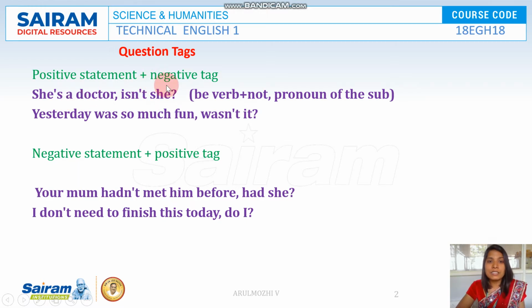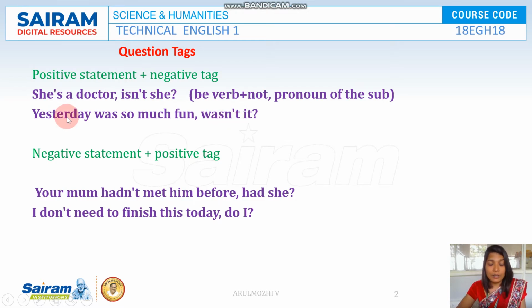And how are these tags made? Tags are made with the be verb in a sentence and the pronoun of the subject in a sentence. Take for example, "Yesterday was so much fun." Here, what is the be verb in the sentence? Was is the be verb. So what is the rule? If we have a positive statement, the tag must be negative. What is the negative form of the be verb was? It is wasn't. So we have wasn't here.